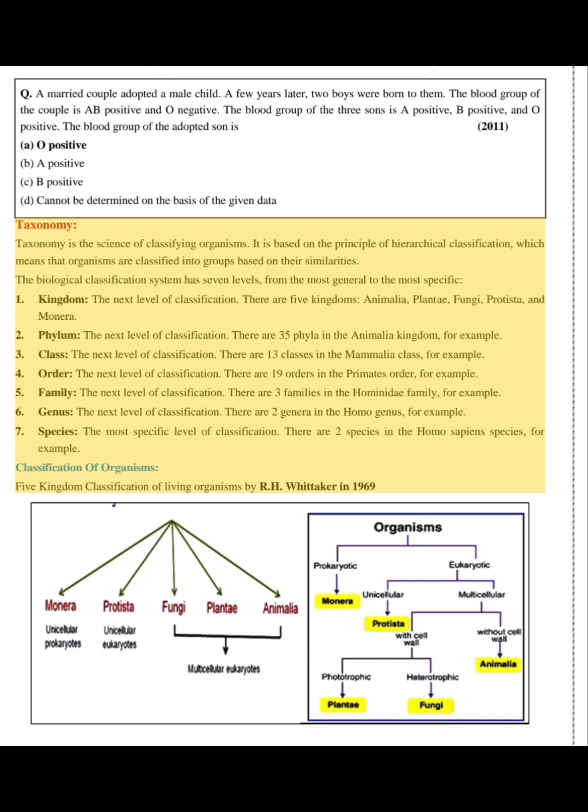Classification of organisms. 5-kingdom classification of living organisms by R.H. Whittaker in 1969. 6.